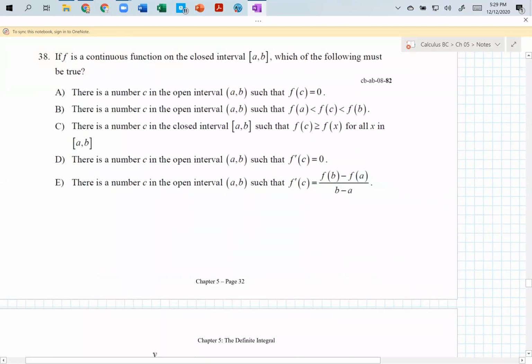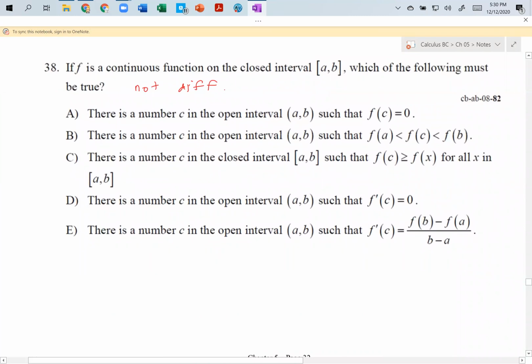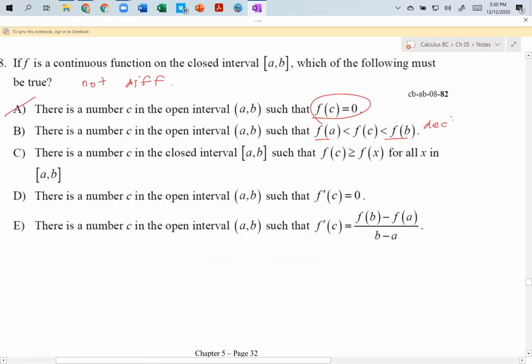Number 38. If f is continuous on the closed interval from a to b, which of the following must be true? Please note that they did not say that it's differentiable. So maybe that's going to have a play in this. Are we guaranteed that we have a 0 in there? No, I can think of continuous functions that don't have zeros, so that can't be the answer. There's a number c such that f of a has got to be lower than it, and f of b has got to be greater than that. Well, what if the function's decreasing? If that was the case, we wouldn't be able to satisfy that.